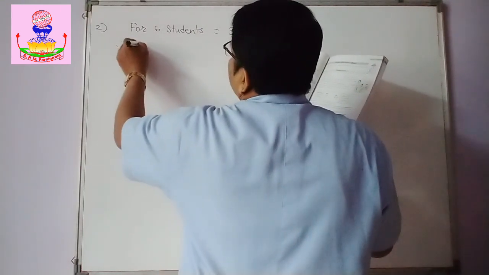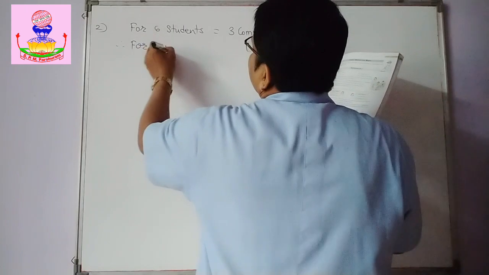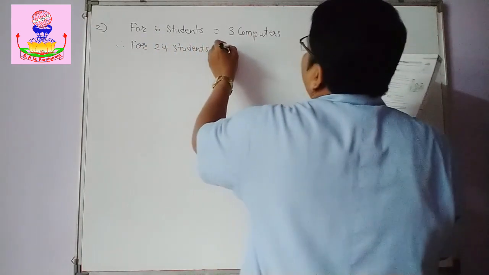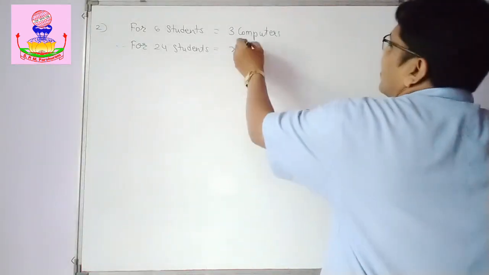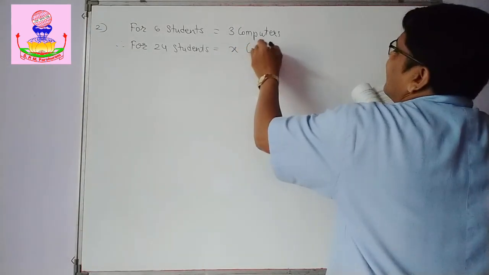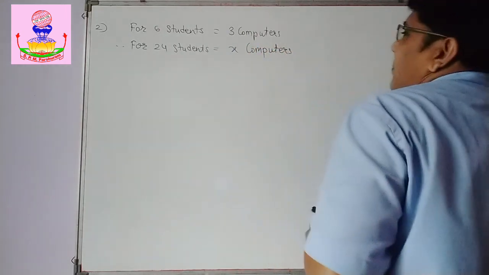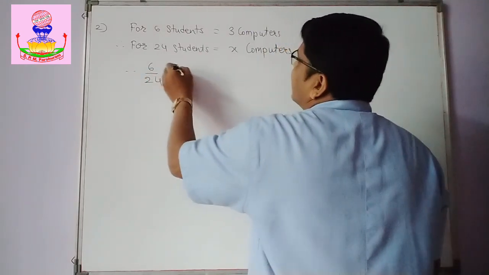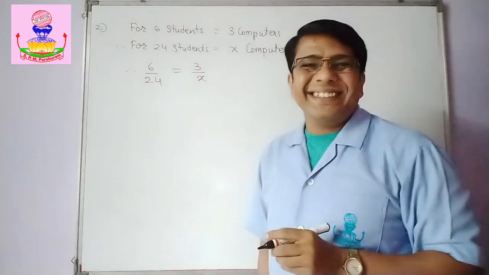So therefore, for 24 students, how many computers do we have? We need to find it out. So X computers. Now we can take the ratios of them. So therefore 6 upon 24 is equal to 3 upon X.